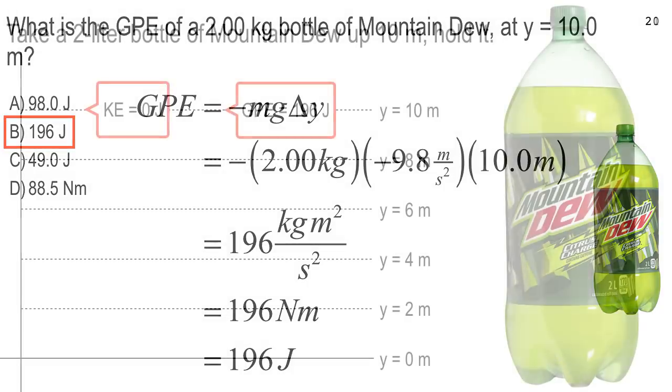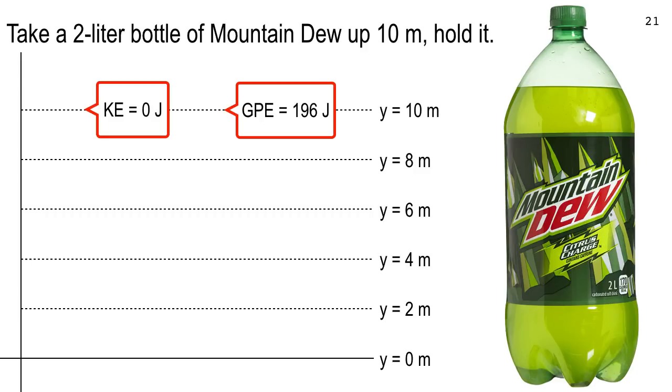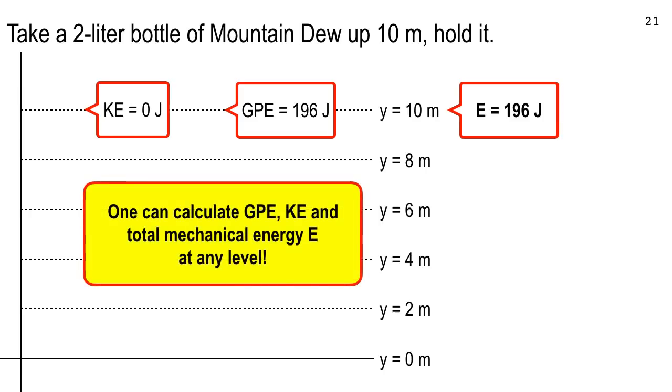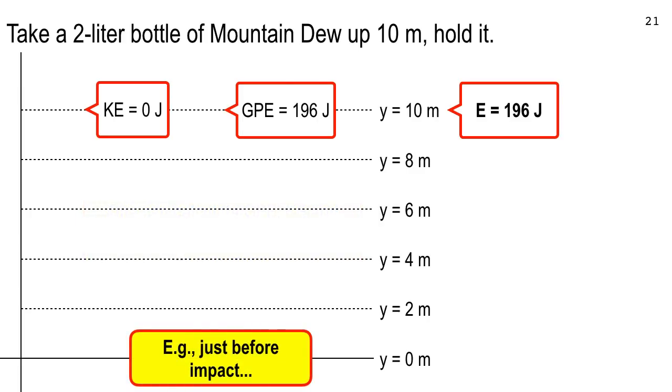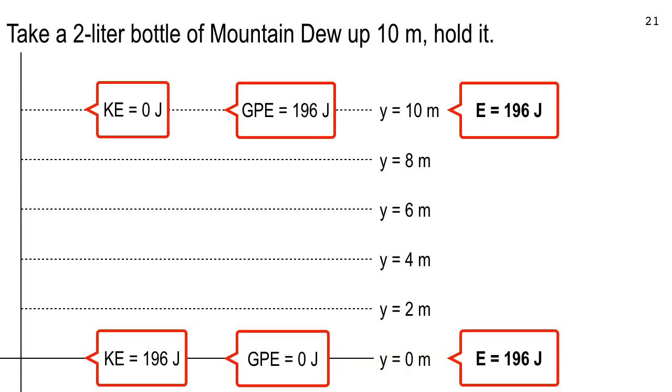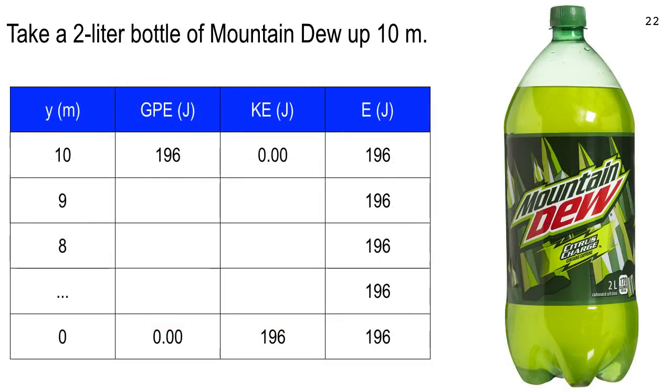Now, let's go ahead and get back to this table. You can now calculate the total mechanical energy at 10 meters, and it's equal to 196. 196 plus 0 is 196. And now you could figure it out at any level. For instance, just before impact, you've got a different energy partition. Now you've got all kinetic, 196 joules, 0 potential. You've converted it all to kinetic, but still it's 196 joules total mechanical energy. Matter of fact, go ahead and fill in this table.